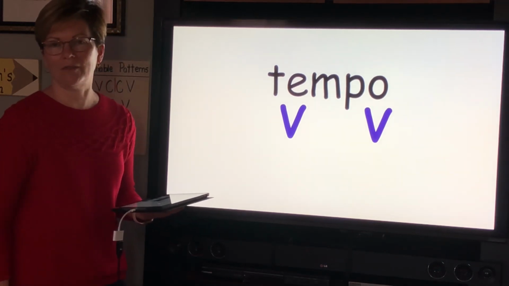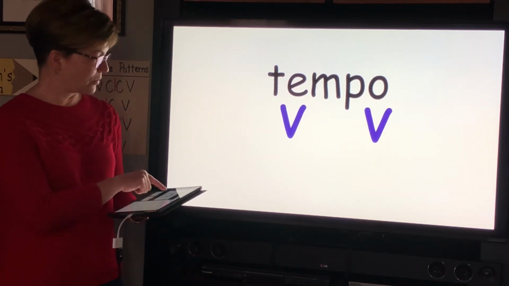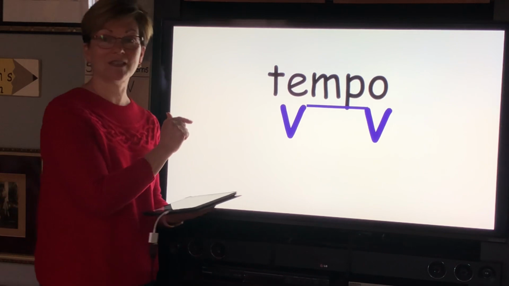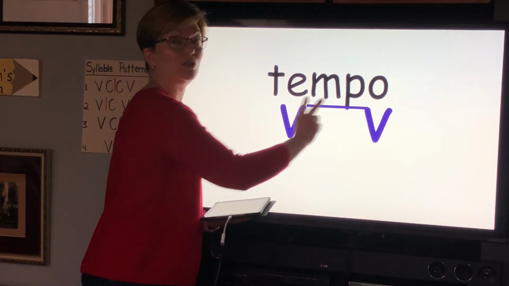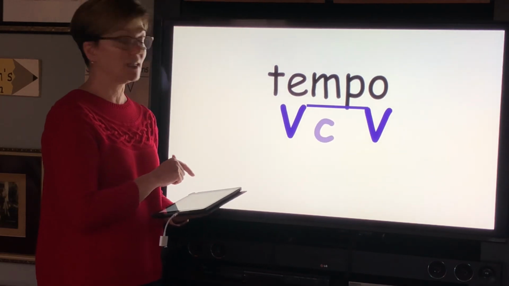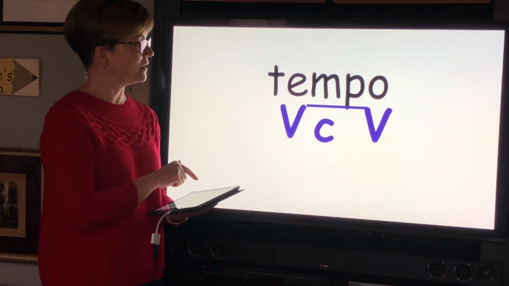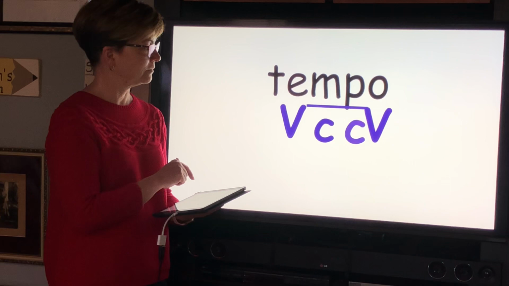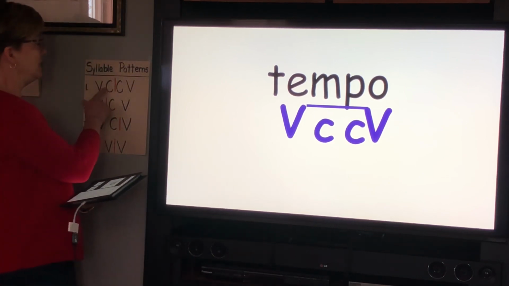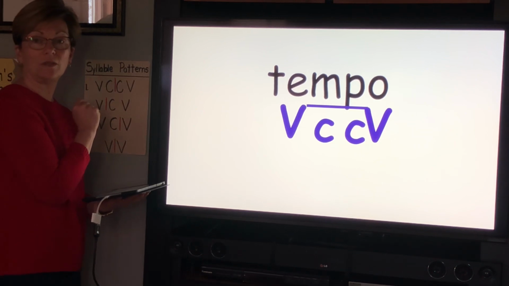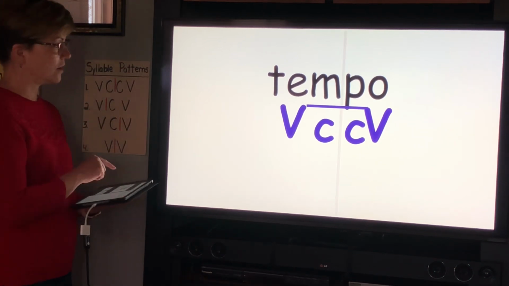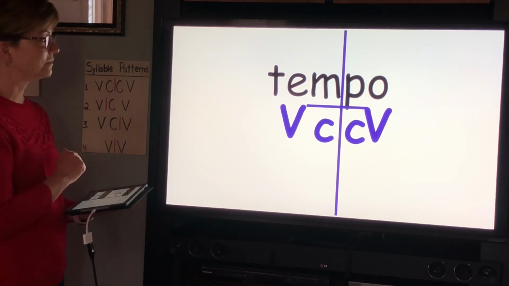You might even be ahead of me. Did you draw a bridge between the vowels? Good. All right, how many consonants? I see 2 consonants. I'm going to put a C under the M, a C under the P. There's my VCCV pattern that tells me to divide my word between the 2 consonants. Draw that line from top to bottom.